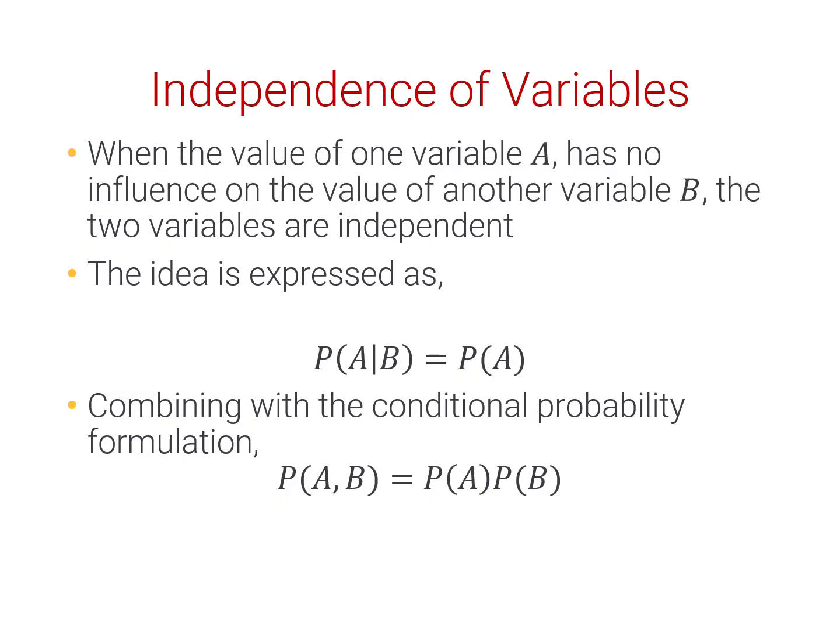We can further expand this concept by considering the joint probability of events A and B. When variables A and B are independent, their joint probability is equal to the product of their individual probabilities. Therefore, the probability of events A and B occurring together is simply the product of their individual probabilities without any dependence between them. The independence of variables is a key assumption in the naive Bayes algorithm.